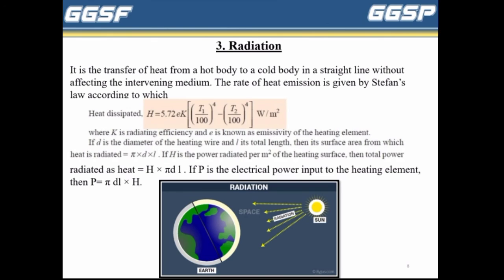If H is the power radiated per square meter of a heating surface, then the total power radiated as heat is equal to H times pi times diameter times length. If P is the electrical power input to the heating element, then P = pi D L H.